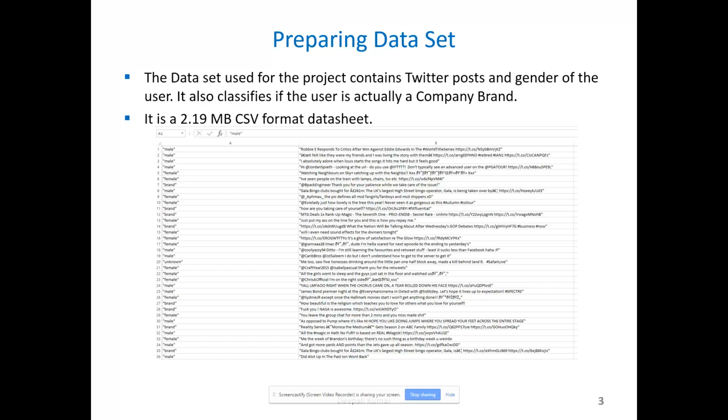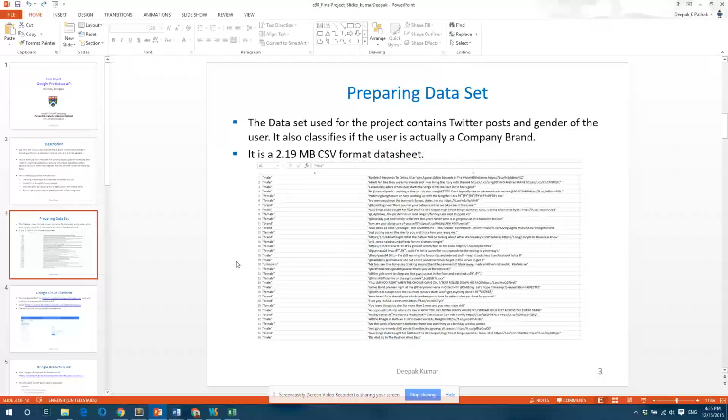Here we have labels in the first column of the CSV: male, female, or brand, or sometimes unknown, where we don't know where this status update is coming from. So this is about the data. An important point to note about data again is that Google gives very specific guidelines about it, so I suggest going through the documentation.